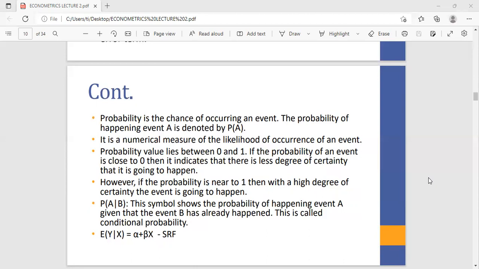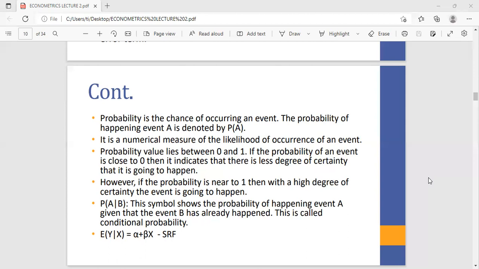If the probability of an event is close to 0, then it indicates that there is less chance or degree of certainty that it is going to happen. However, if the probability is near to 1, then with a high degree of certainty, the event is going to happen.